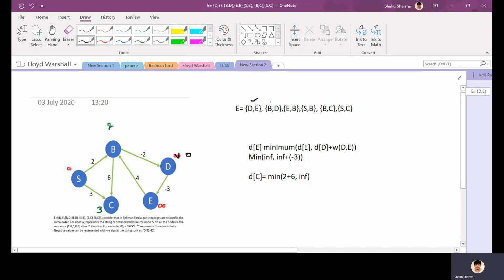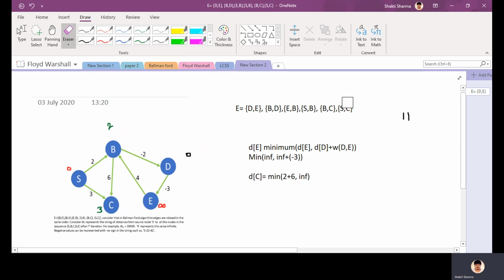The next edge, if you see, is EB. When I relax EB, this is infinite plus 4, so it will not change anything. Next edge is SB. If I see SB, 0 plus 2, it is already 2, so there will be no change. BC, 2 plus 6 is 8, no change. SC is 0 plus 3 is 3, already 3, so no change. So we are done with the second iteration. Here I can mark the first iteration, and this was the second iteration. Now we will go for the third iteration. There was only one change in the second iteration.